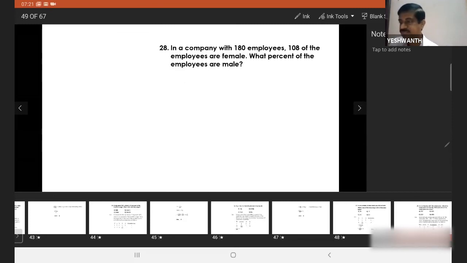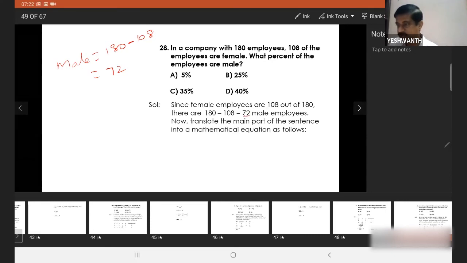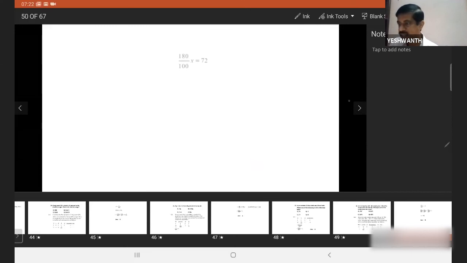Let's go to the next question. In a company with 180 employees, 108 of the employees are female. What percentage of employees are male? See, how many male employees you have? Male equal to 180 minus 108. So this is 72 male employees. So now, what percent of employees are male, he says. So number of male employees is 72, divided by total number of employees into 100. So you'll be getting it as male employees are 72.